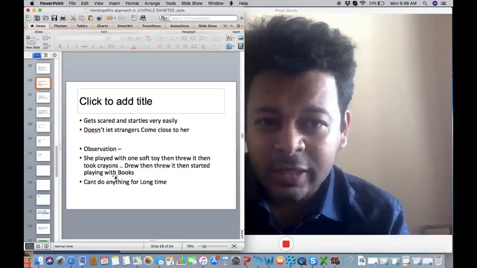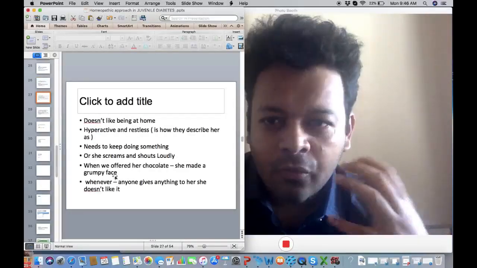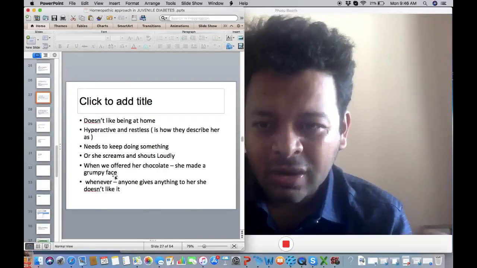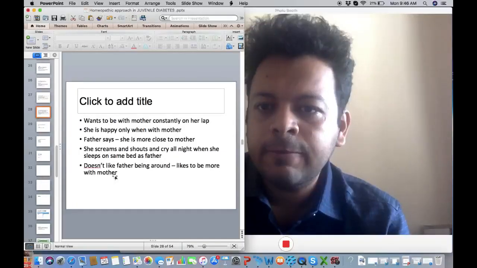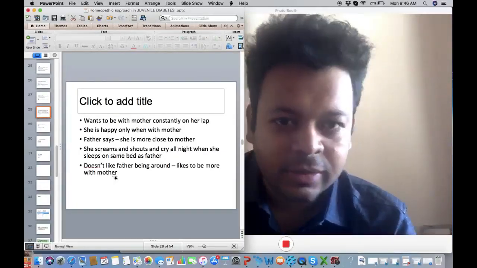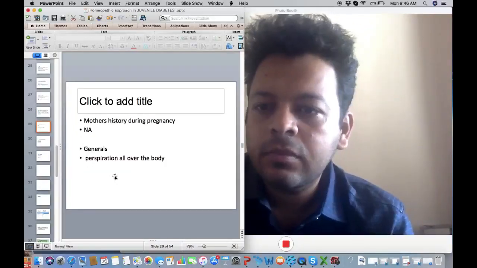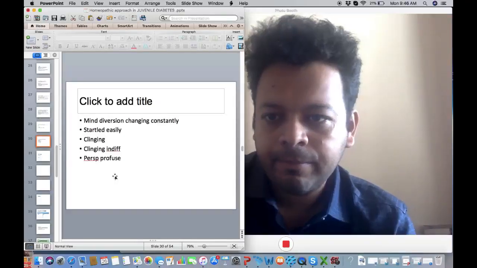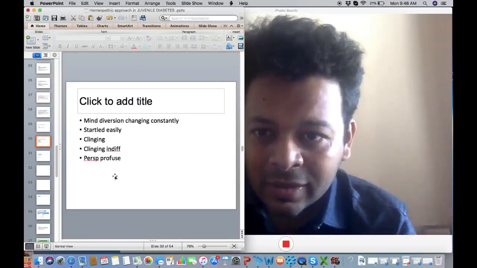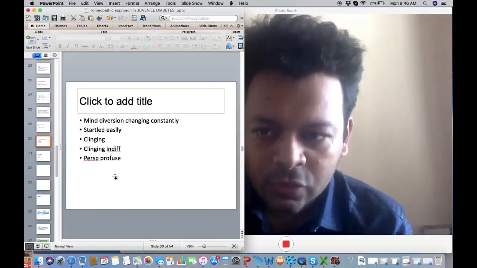Sweats, lot of sweating, especially sweat in the occiput. Doesn't like being at home, very, very hyperactive, restless, screams, shouts. Whenever offered a chocolate, she makes a grumpy face. Wants to be with the mother constantly. Doesn't like the father. When father is there in the room, she gets very, very irritable. Sweats a lot. One of the main things that I found was constantly she's very, very restless and changing whatever she's doing, startling, clinging, and the sweat.